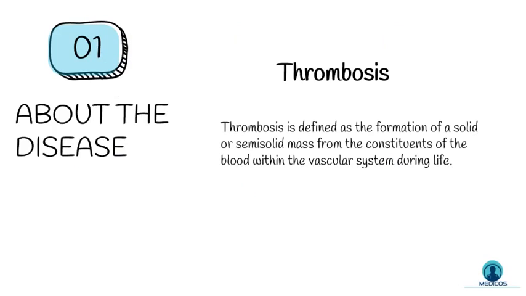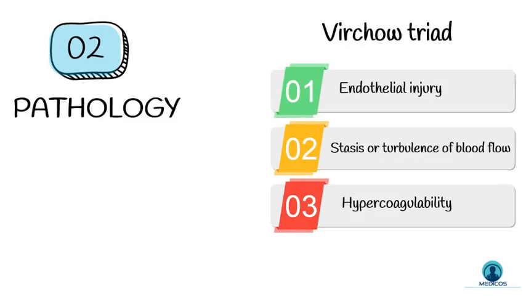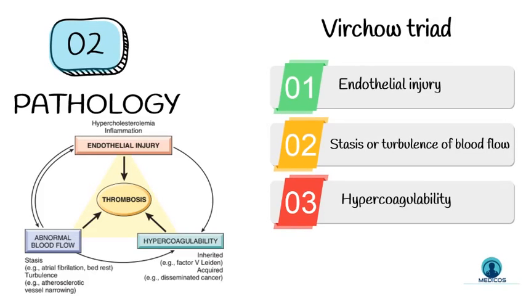Thrombosis is defined as the formation of a solid or semi-solid mass from the constituents of blood within the vascular system during life, and there are three factors that predispose to thrombus formation. These factors are called Virchow's triad, and it includes endothelial injury, stasis or turbulence of blood flow or alteration of blood flow, and blood hypercoagulability. And these factors are interrelated. A disorder in one can lead to a disorder in the next or in the second. For example, hypertension causes turbulence, which might also lead to endothelial injury as well.